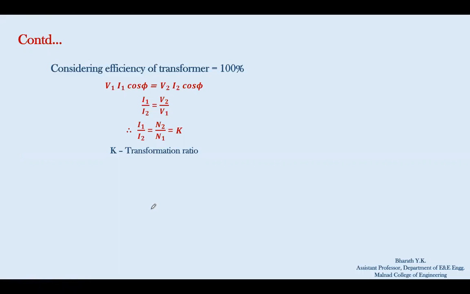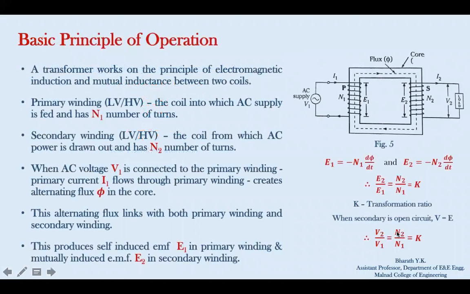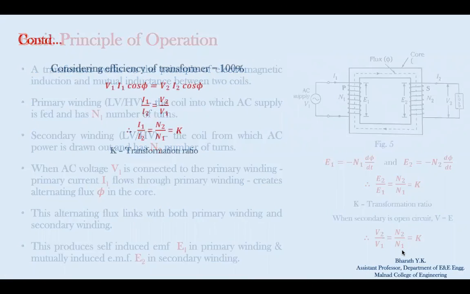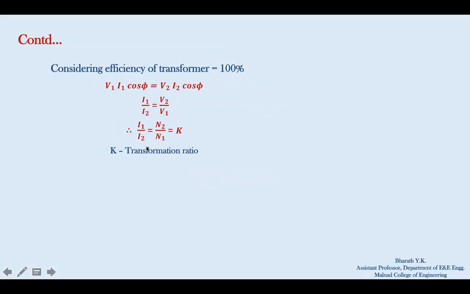Now, assuming that the transformer has no losses and the efficiency of the transformer is 100%, the power on the primary side of the transformer can be equated to the power on the secondary side of the transformer. So V1 I1 cos phi can be equated to V2 I2 cos phi. In this equation, cos phi and cos phi get cancelled and we get the equation in the form I1 by I2 is equal to V2 by V1. Now referring to the previous slide, V2 by V1 is equal to N2 by N1. I can say that I1 by I2 will be equal to N2 by N1, which is nothing but the transformation ratio and is denoted by K.